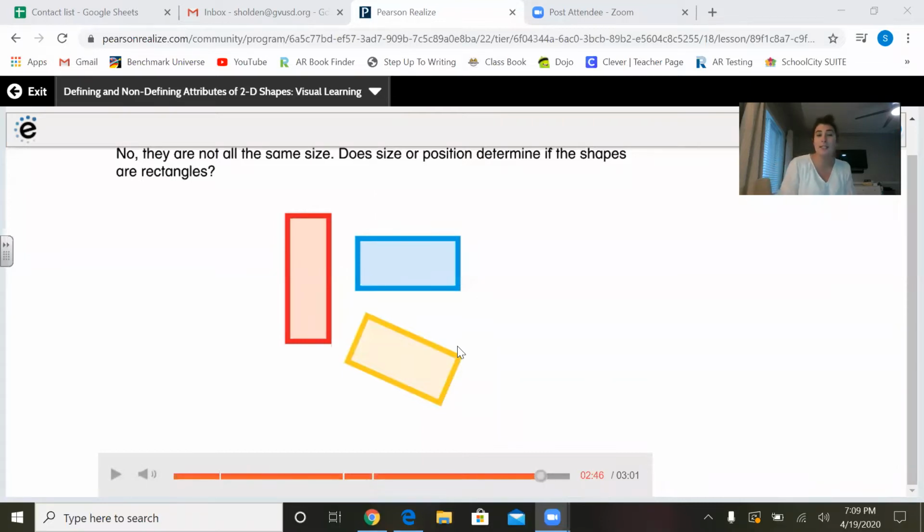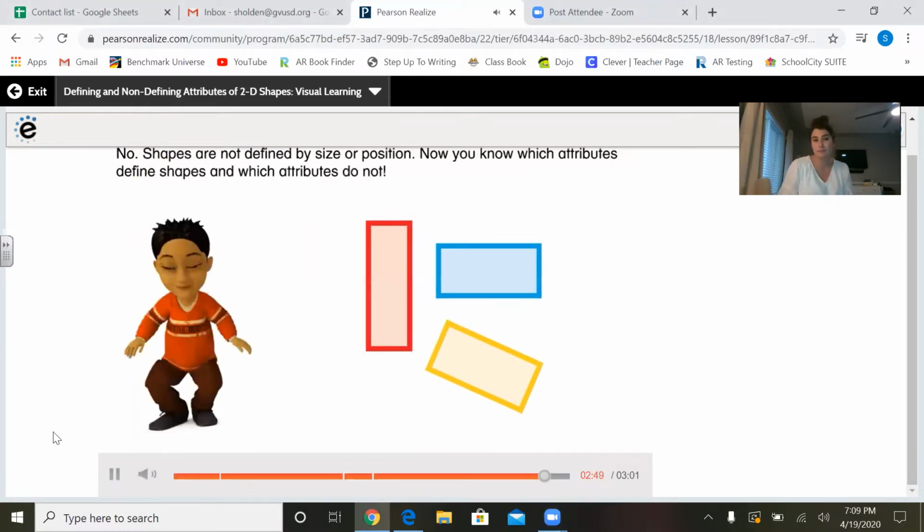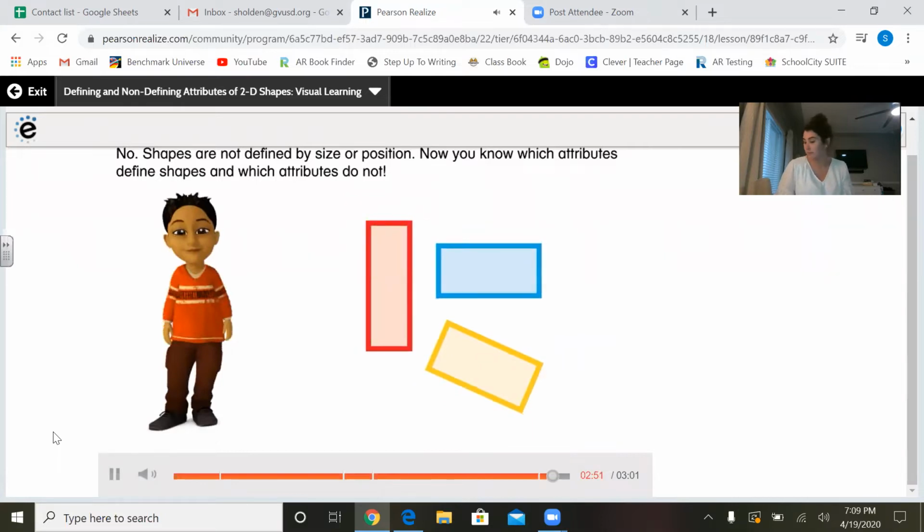it says, does the size or position determine if the shapes are rectangles? So look at the colors, look at the size, look at how this one's leaning sideways, this one's up and down, this one's horizontal or side to side. Think, are these still rectangles even though they're a different color and laying a different way? No, shapes are not defined by size or position. Now you know which attributes define shapes and which attributes do not.